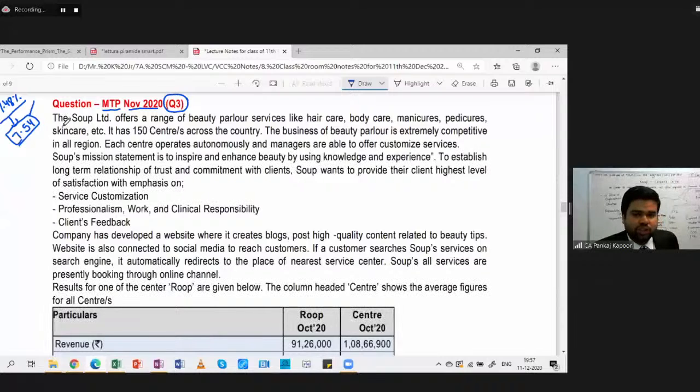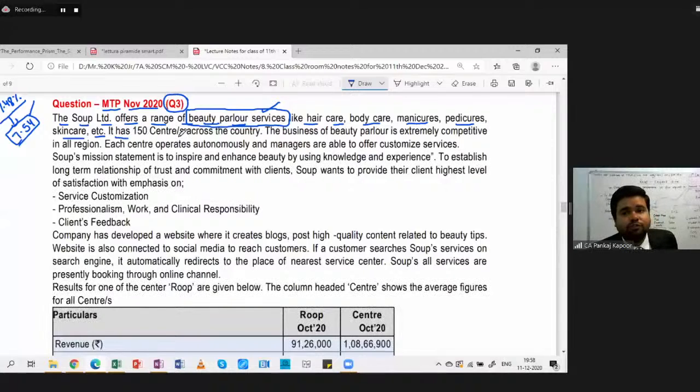Let's start reading the question now. The Soup Limited offers a range of beauty parlor services. The model is for the service entity. Hence, in the question, the entity given to you is also from the service industry, the beauty parlor services, like hair care, body care, manicure, pedicure, and skin care, etc.